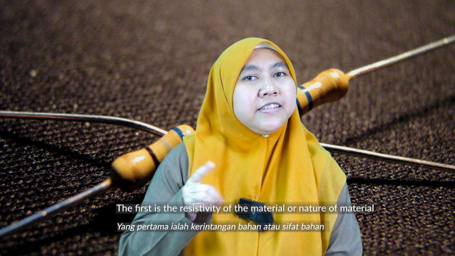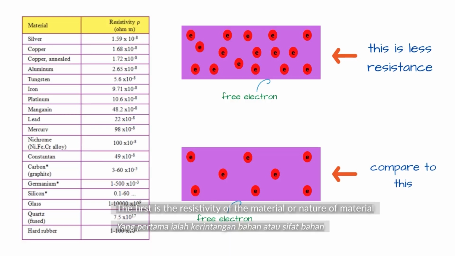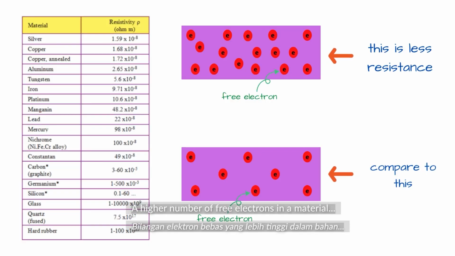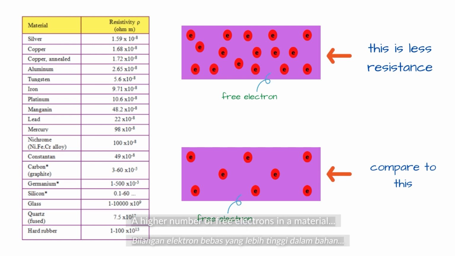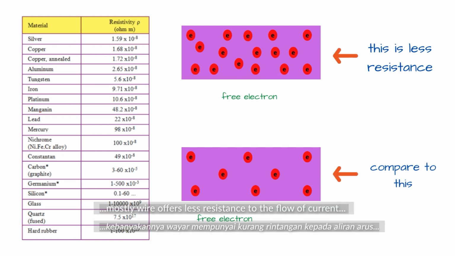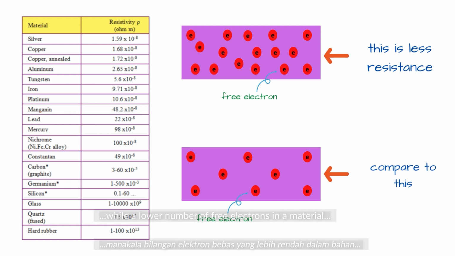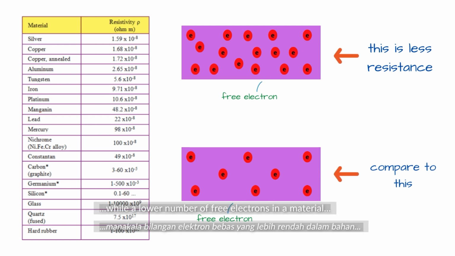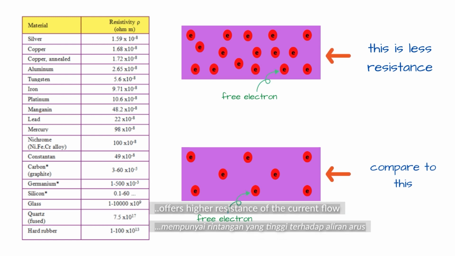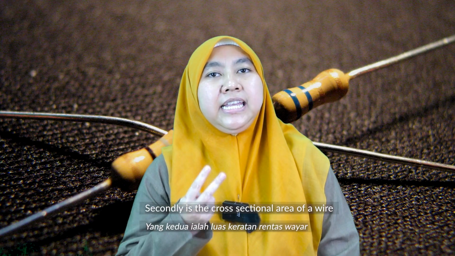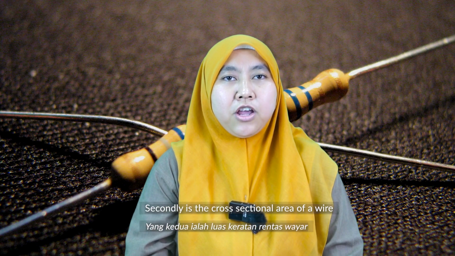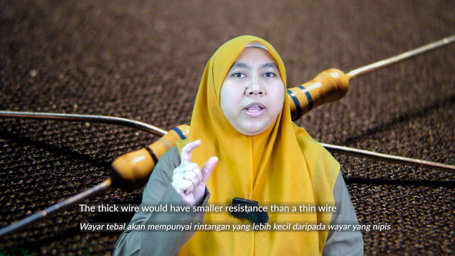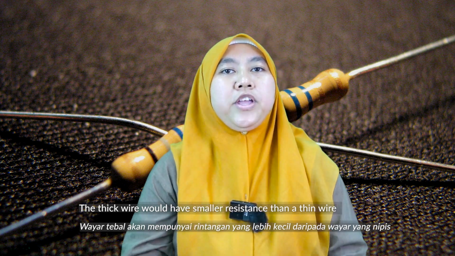The first one is the resistivity of the material, or nature of the material. A higher number of free electrons in a material, mostly wire, offers less resistance to the flow of current, while a lower number of free electrons in the material offers higher resistance to current flow. Secondly is the cross-sectional area of a wire. A thick wire will have smaller resistance than a thin wire.